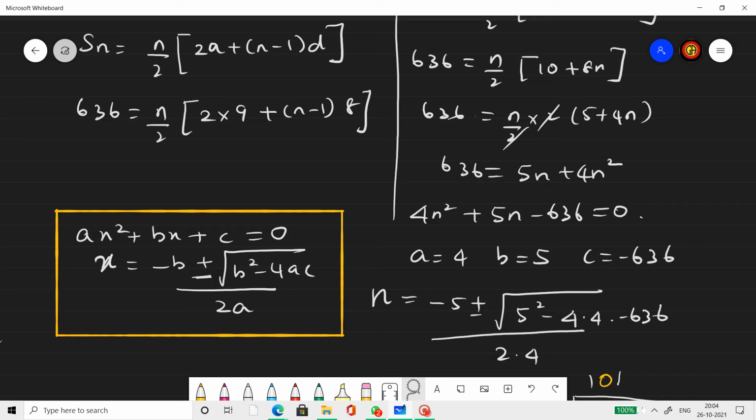So a quadratic equation, standard form is ax square plus bx plus c equals to 0, where x equals minus b plus or minus root over b square minus 4ac by 2a. Here the equation is in terms of n, so the roots we are finding will be n values. A is 1, B is 5, C is minus 636.